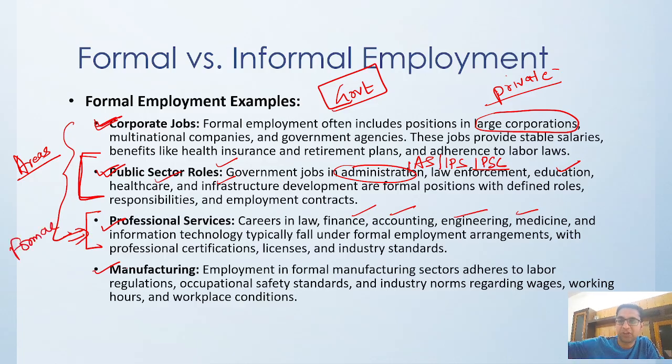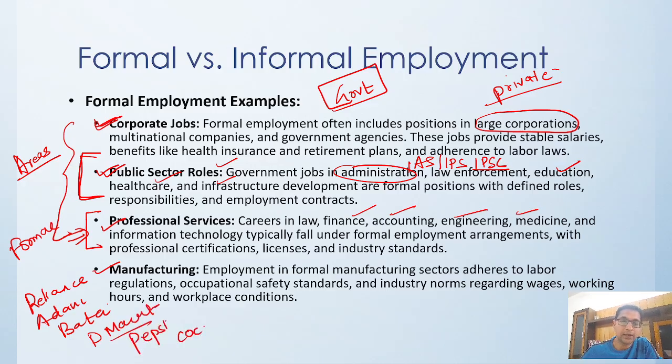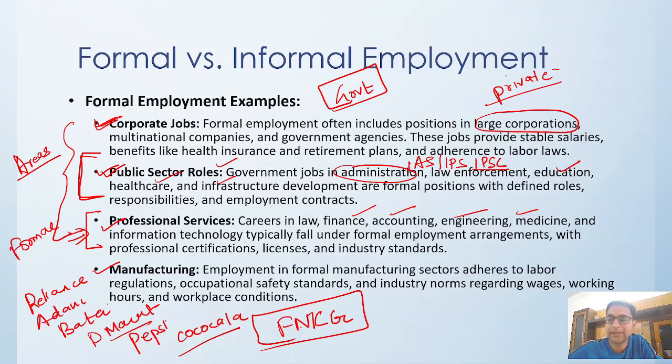Manufacturing: big manufacturing companies like Reliance are there, okay? Reliance, Adani, Bata in the shoes area. Then we have DMart, right? Then we have Pepsi, we have Coca Cola. These are big manufacturing industries, fast moving consumer goods industry, FMCG companies, fast moving consumer goods companies are there.